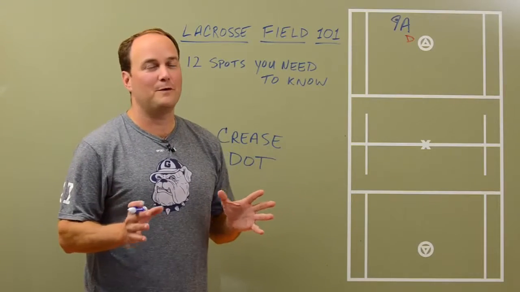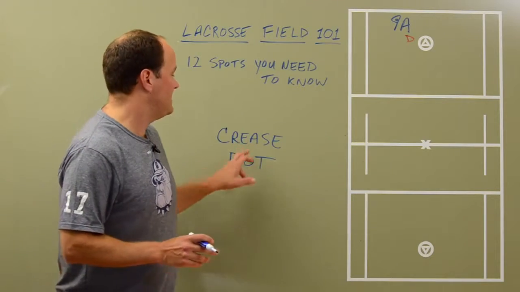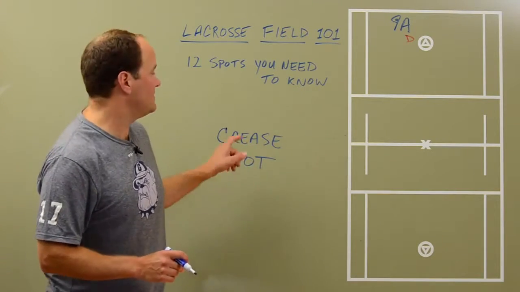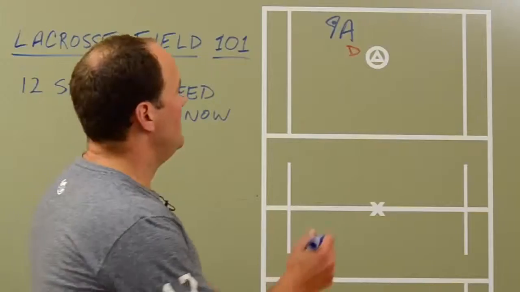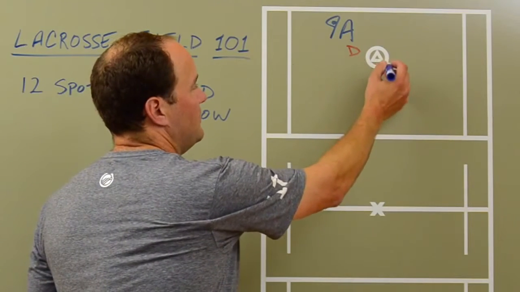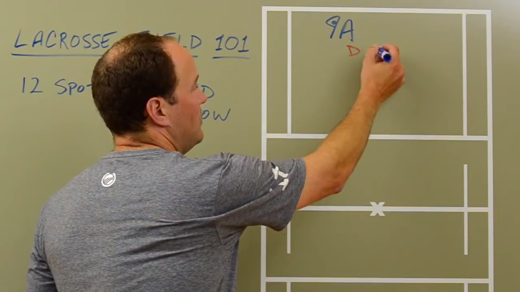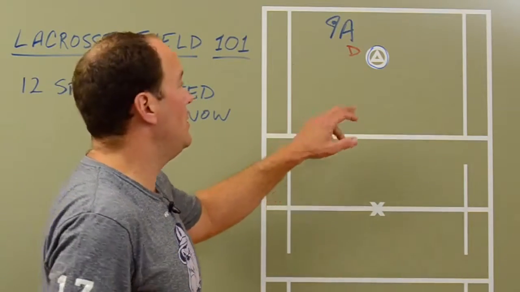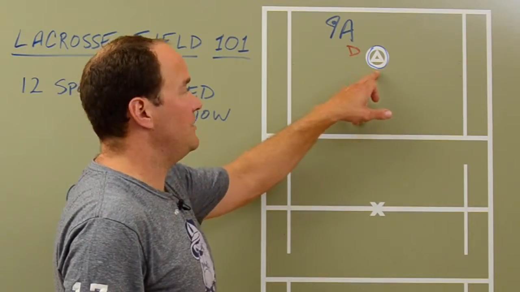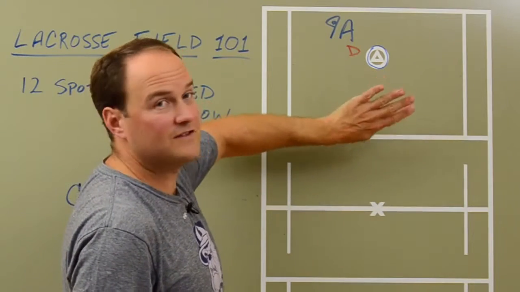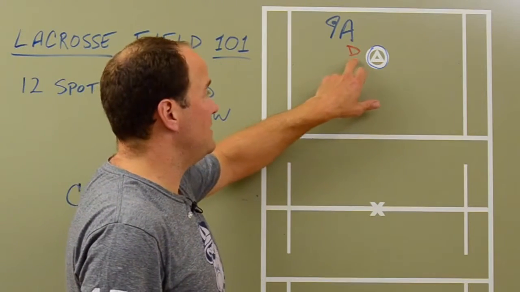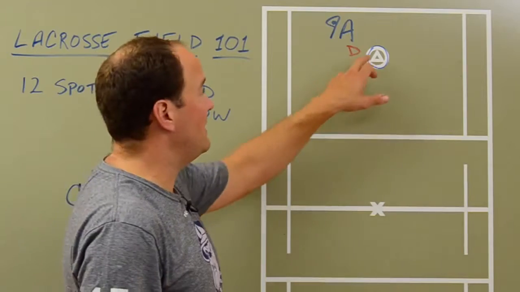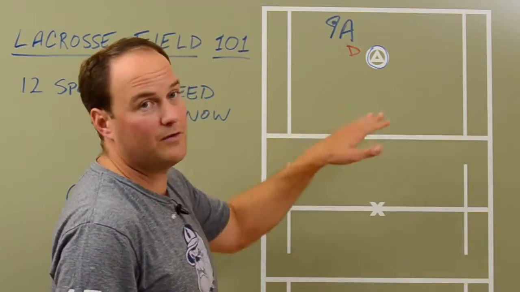All right, the next part of the field we want to talk about is the crease and the dot, and we'll talk about the dot second. So let's just talk about the crease. The most obvious use for the word crease is the area around the goal, the circle around the goal. Okay, and as most of us know, offensive players can't go in the crease on their offensive half. Defensive players, as long as they don't have the ball, are allowed to run through the crease area. The goalie's in there the whole time.